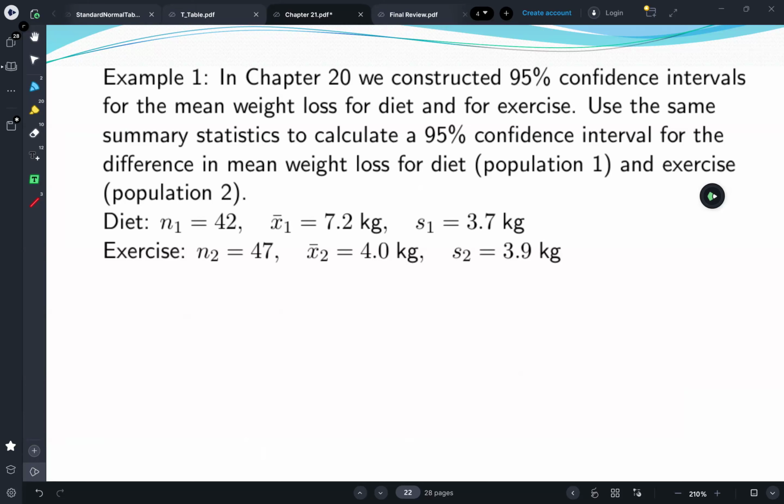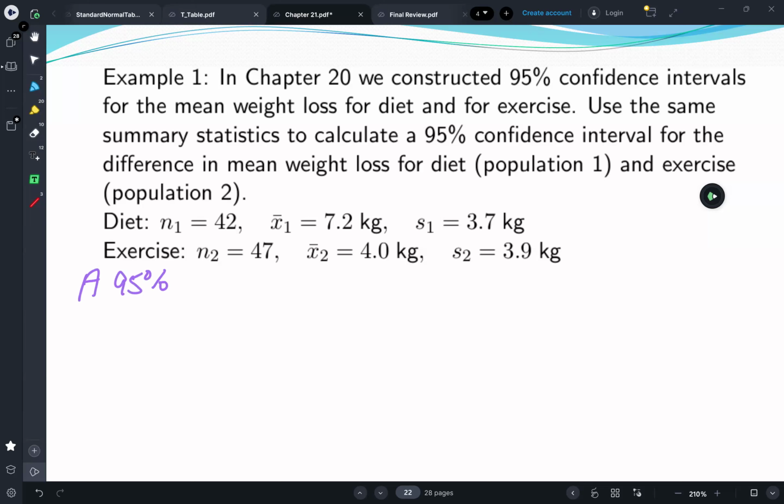All right, so this one here, now in chapter 20, I talked about there was a study where they were comparing a diet and exercise with different participants in each group, right? We had 42 men in the diet group and 47 men in the exercise group. What we did in that chapter is we constructed a confidence interval for the diet group and then a separate confidence interval for the exercise group. Here, we're going to roll the data into one confidence interval. And we'll just compare the difference. So we will take population 1 and subtract population 2, and we'll calculate that 95% confidence interval. So it's going to look like this.